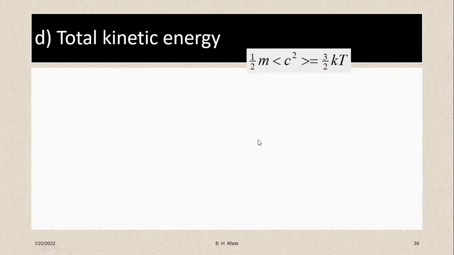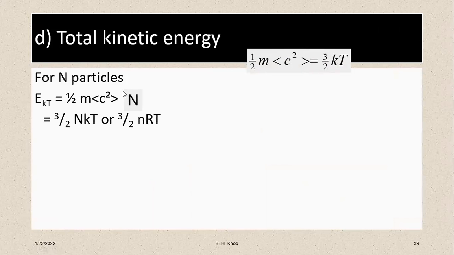So to find the total, we just multiply by N. For N particles, okay? This is for one particle. We multiply by N, then we got N kT. Then our k can be replaced with R over NA. So our N over NA is just a small n. Okay? That's the alternative equation.